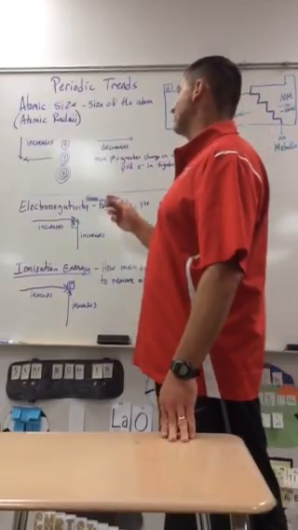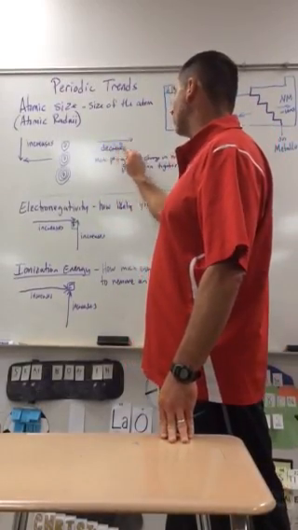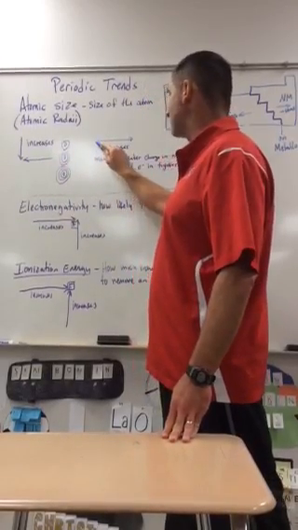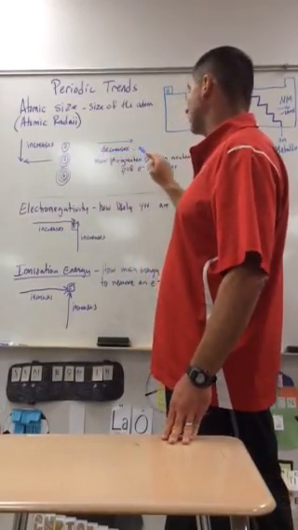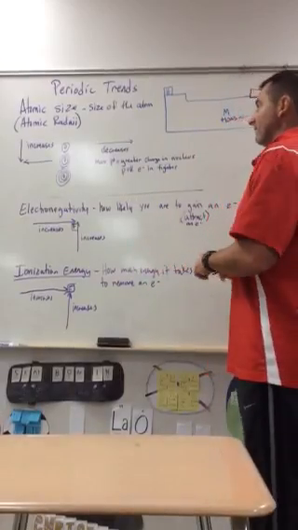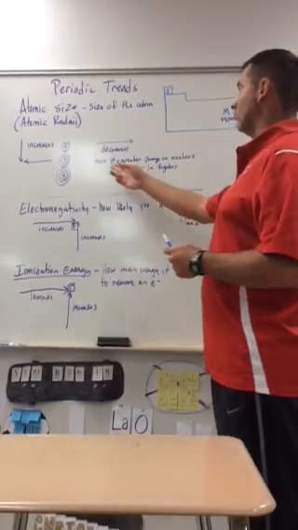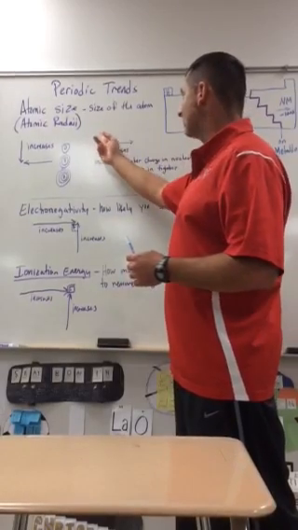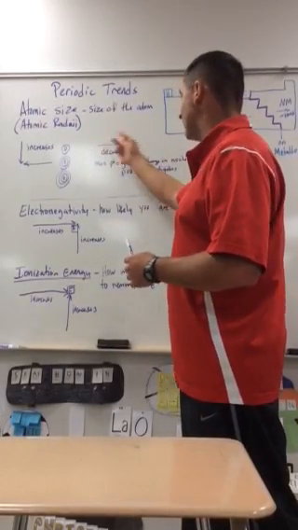All right, and it's going to decrease going across the group. So it increases from right to left, but it decreases from left to right across the group. And this is why. It has more protons, because, right, the atomic numbers go up, right? So you're adding protons going from left to right.